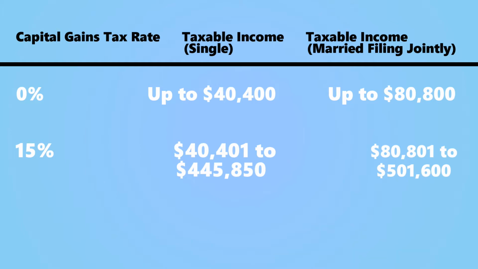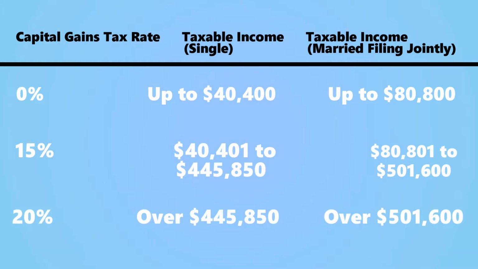Now that's a big, broad range. Everybody else above that would be taxed at 20%. So most people are going to fall in the 15% capital gains tax rate. Now this 0%, 15%, or 20% is applied to the gain of the sale of that stock, or it could be other security. In this example, the $5,000 gain.